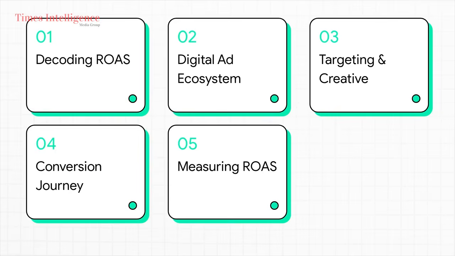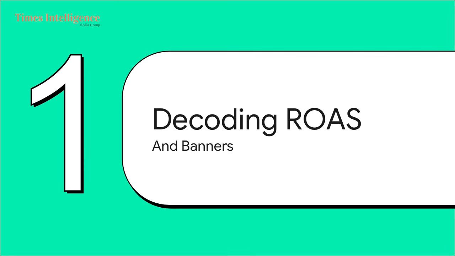So here is our roadmap for the explainer today as we lift the hood on the display advertising ecosystem. We'll cover 1. Decoding ROAS and banners, 2. The digital advertising ecosystem, 3. Targeting, creative, and placement, 4. Mapping the conversion journey, and finally, 5. Measuring and optimizing ROAS. Okay, let's dive right into this.